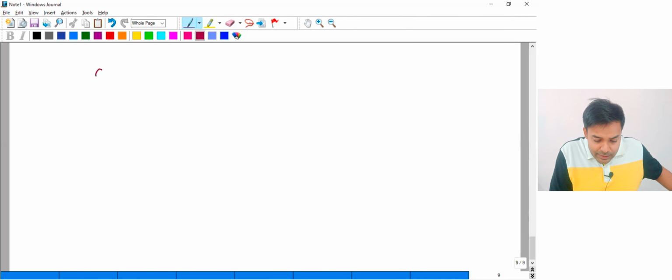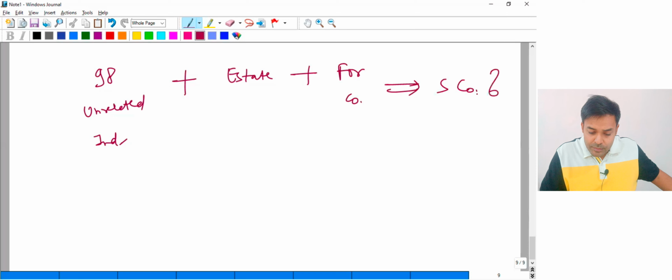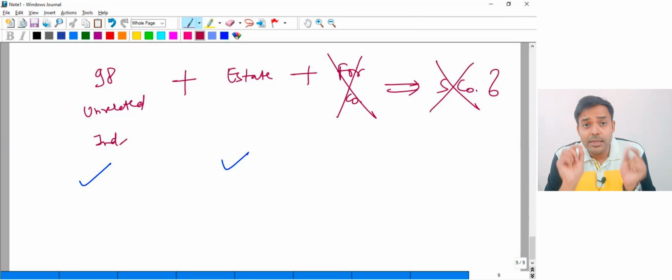Let's say 98 unrelated individuals plus any state plus a foreign company. Can it be an S corp? Individuals are allowed, state is allowed, but a foreign company is not allowed. Hence, it cannot be an S corporation. The number is fitting 100, that does not matter. Since it is a foreign company, you cannot be an S corporation.